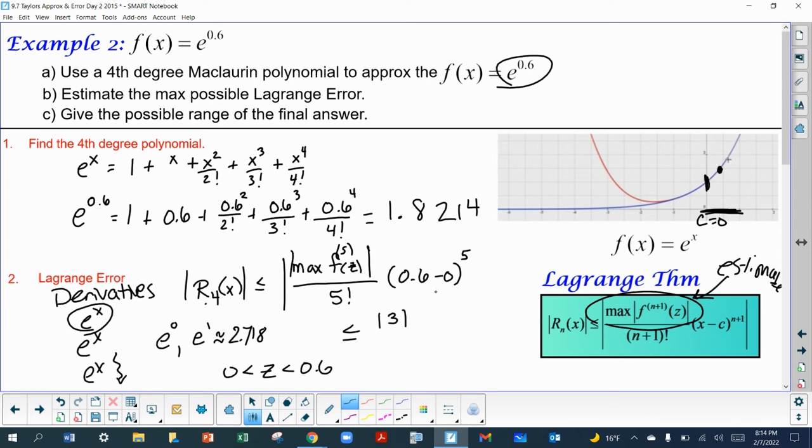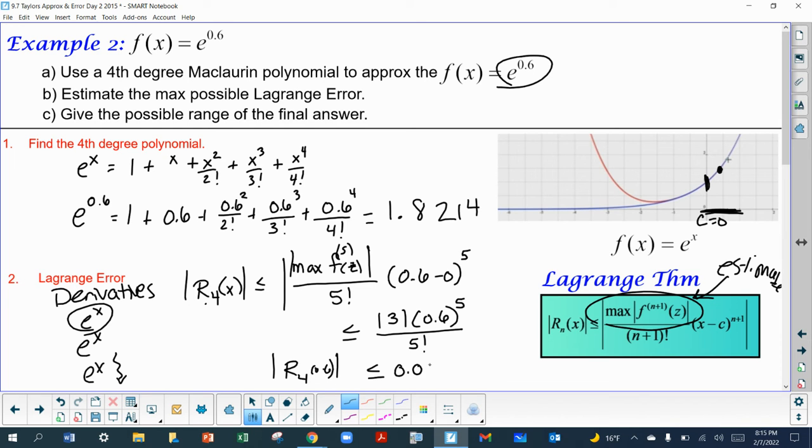So, and this would be 3 times 0.6 to the fifth over 5 factorial. Using a calculator, this will be less than or equal to, too much stuff in the way here, my fourth degree remainder for 0.6, I could put that in there, will be less than or equal to 0.001944.